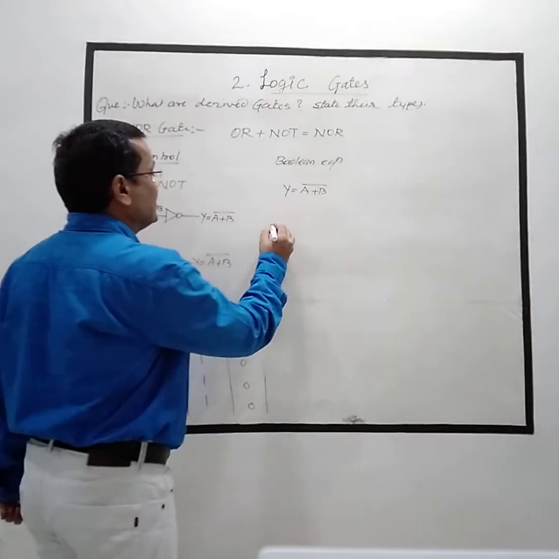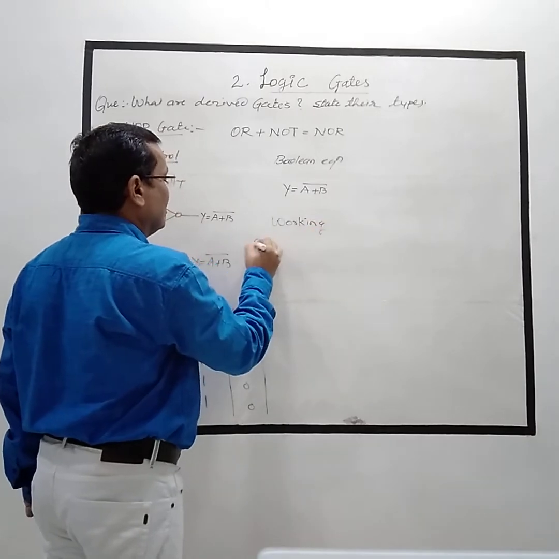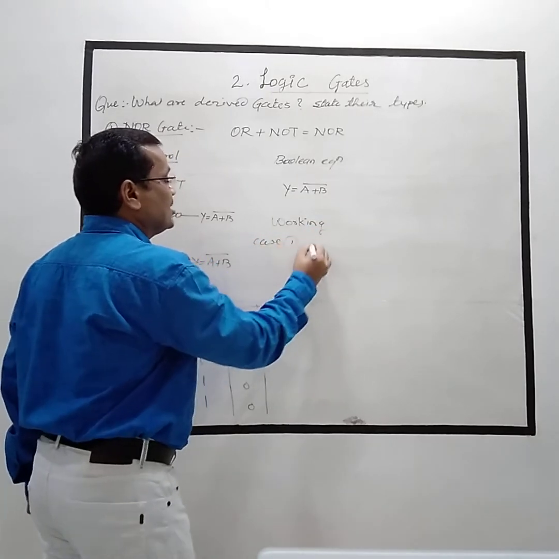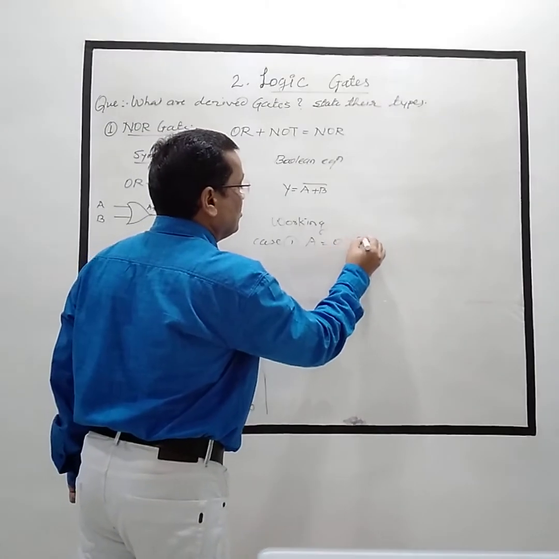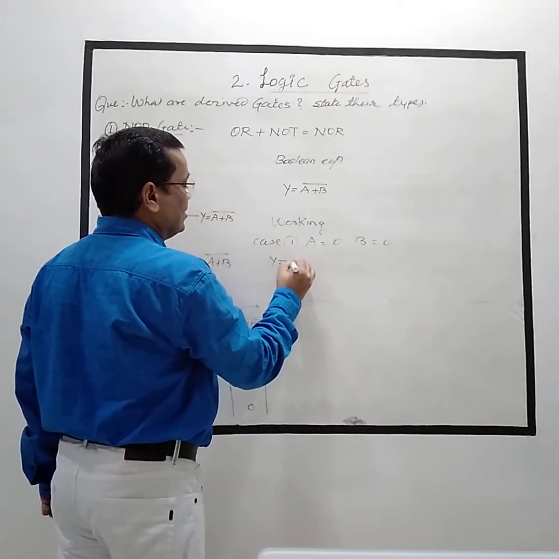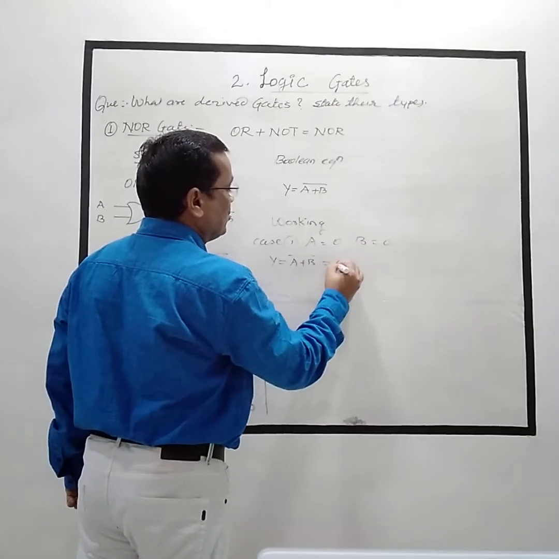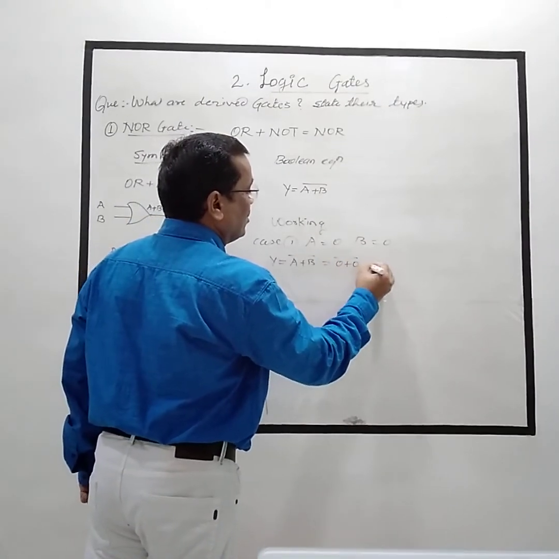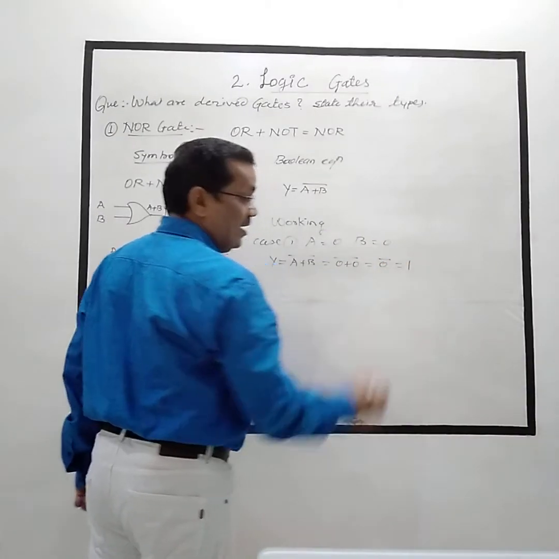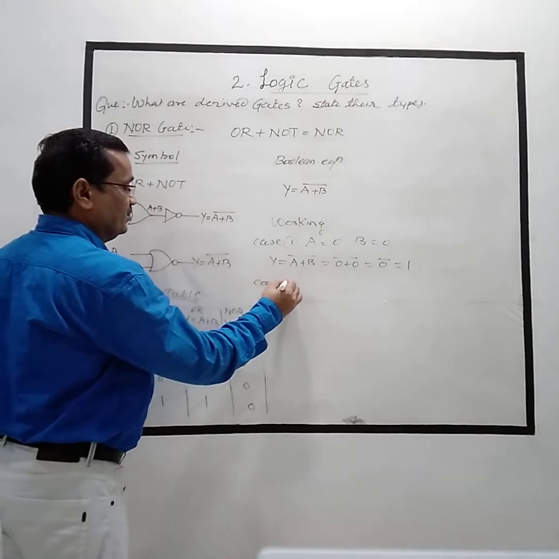So we can discuss the working. Case 1. What is case 1? A is equal to 0, B is equal to 0. Substitute it into the Boolean equation, (A plus B) whole complement. A is 0, B is 0, 0 plus 0 complement, Y is equal to 1. This is case 1.